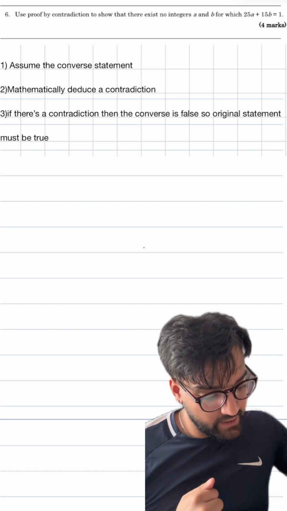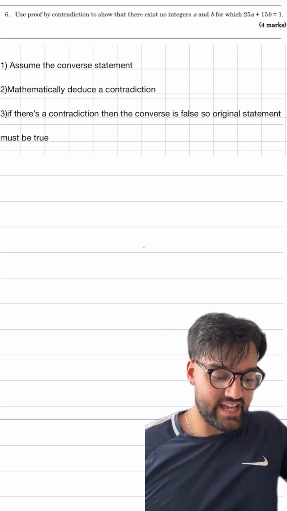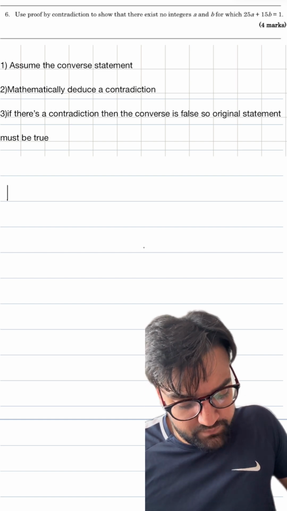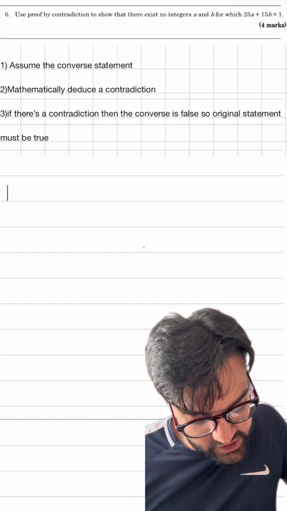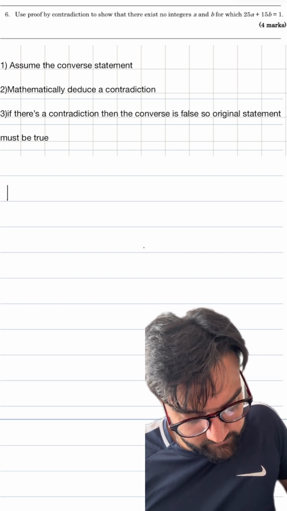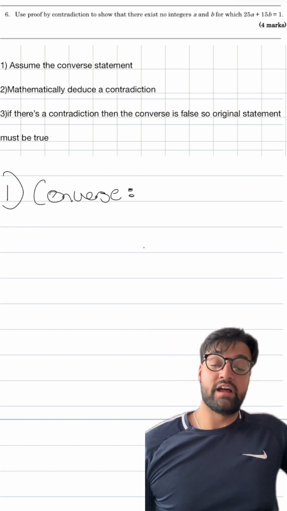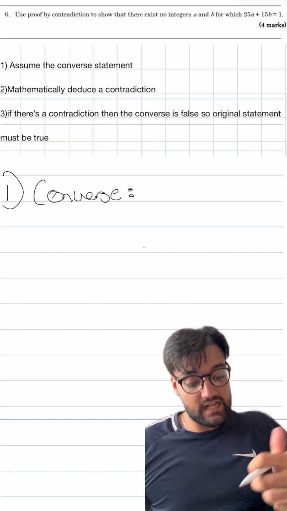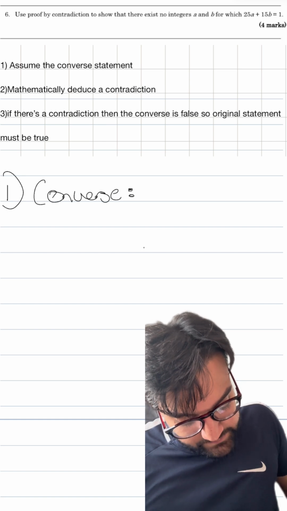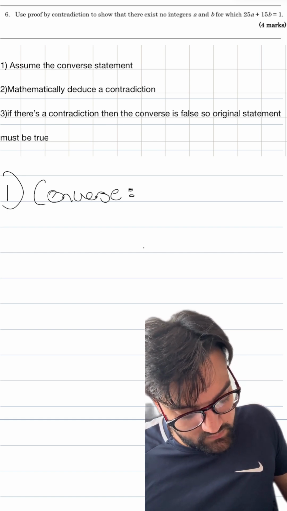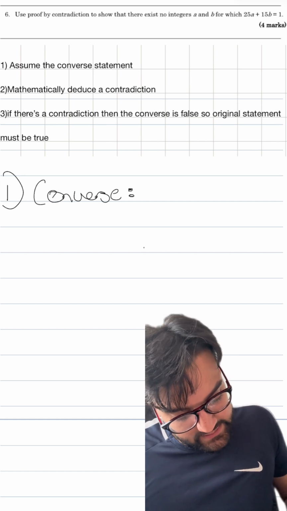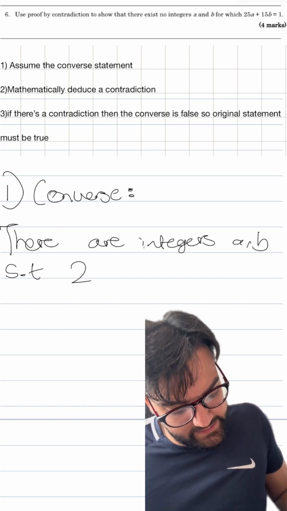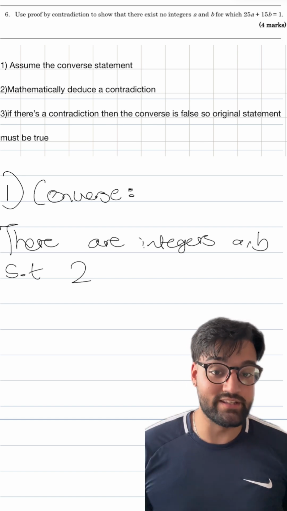So let's get started. Now, we are told that we have to prove that there are no integers a and b for which 25a plus 15b equals 1. So our first step would be to assume the converse, which just means the opposite. If we're trying to prove there are no integers a and b such that 25a plus 15b equals 1, we have to assume the opposite, which means that there are integers a and b such that 25a plus 15b is equal to 1, right? We have to assume there are integers a and b.